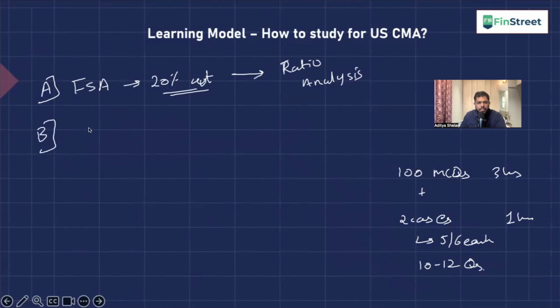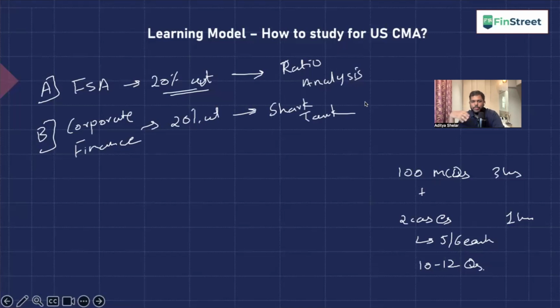Next is section B, which talks about corporate finance. This also has 20% weight. This is simply Shark Tank for you. For those who watch Shark Tank, you must have gone through what is equity, what is debt, what is merger and acquisitions, how valuation is calculated, what are different types of valuation, what is time value of money. There are a lot of YouTubers who talk about the compounding effect, that if you invest early you get more money, if you invest late you get less. That kind of analysis is done under section B, corporate finance.